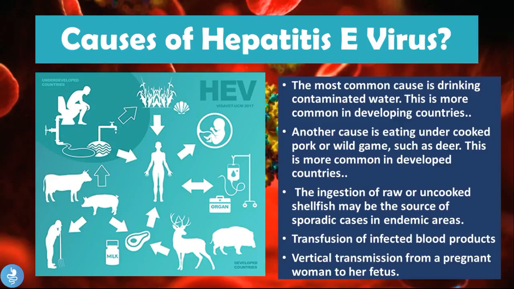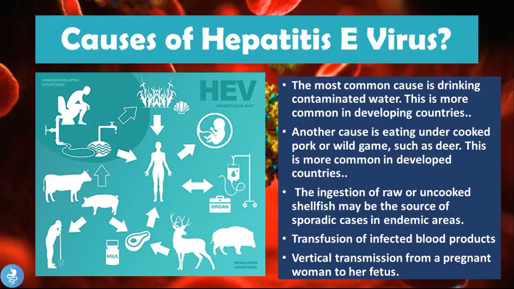Another cause is eating undercooked pork or wild game such as deer, and this is more common in developed countries. Developed countries usually don't have the problem of drinking contaminated water, but they do have the problem when they come into contact with animals that may be infected. Another cause is the ingestion of raw or uncooked shellfish, and this may be a source of sporadic cases in endemic areas.